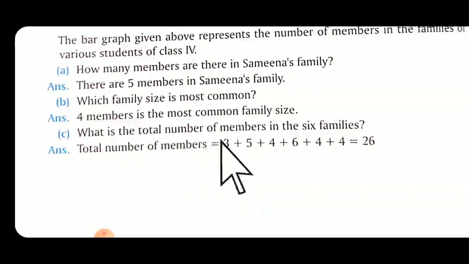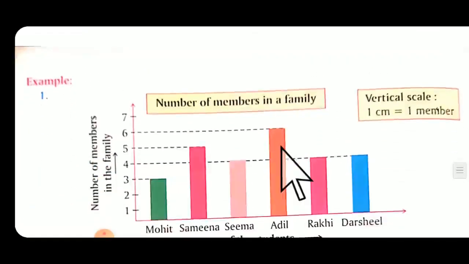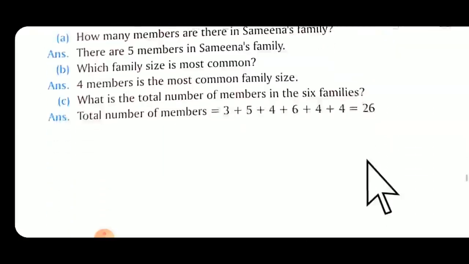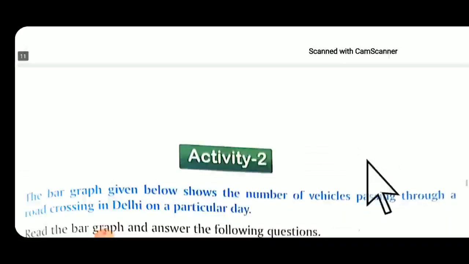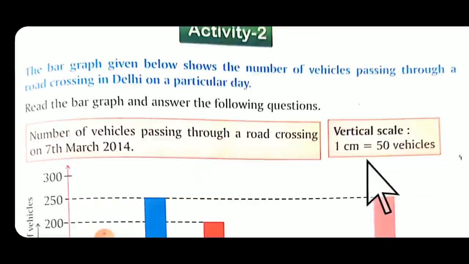Then what is the total number of members in the 6 families? So total means you are going to add the column. So Mohit's 3, like that, then 5, then 4, again 6, 4 and 4. Altogether if you add, it will be 26. Then we have activity 2.